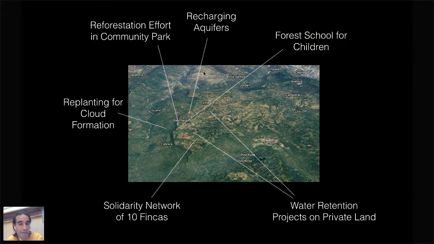So if we start to look at the things that I've been talking about, you can see that there are reforestation efforts and education, the recharging of aquifers, a forest school, Escuela Bosque, for children, how to increase cloud formation by planting trees to bring the rain back to the plateau, networks of solidarity among fincas, the farms in the region working together, and various water retention projects and reforestation projects across the landscape. When we think in this way, it becomes possible to regenerate an entire territory and build a bioregional economy that is entirely regenerative.